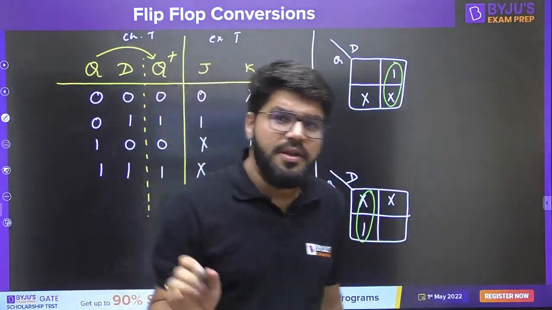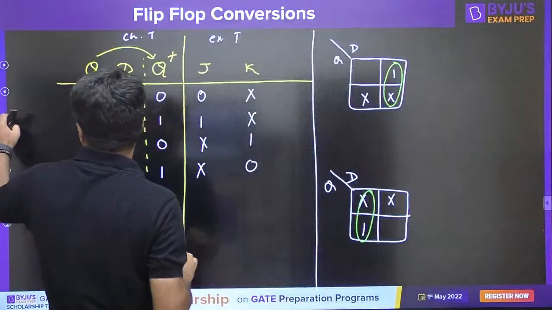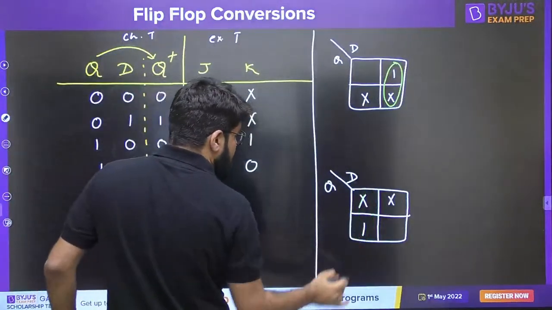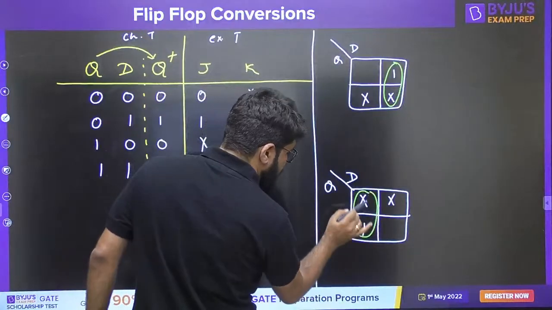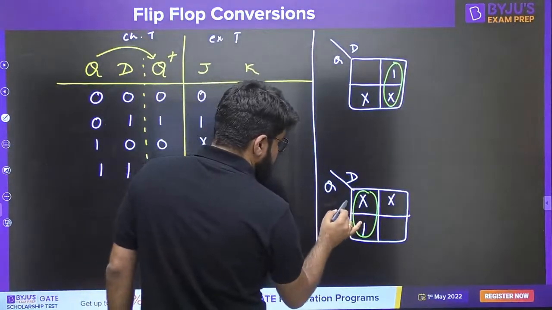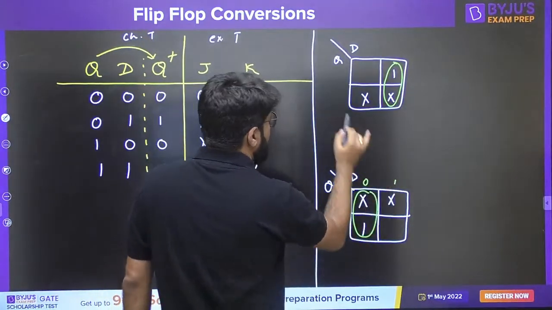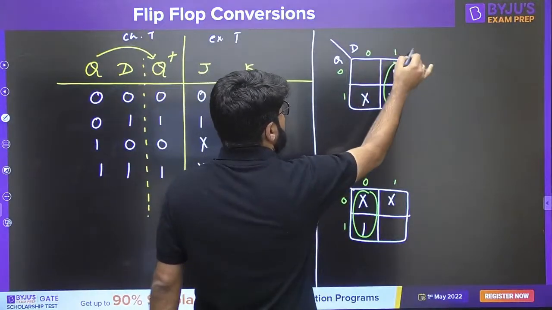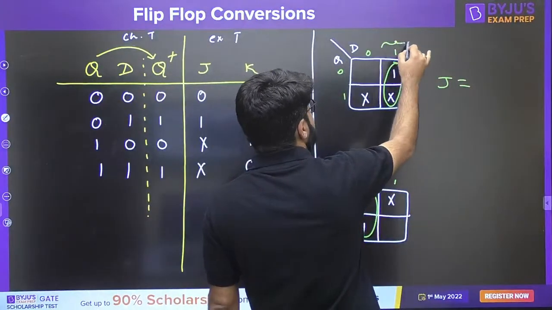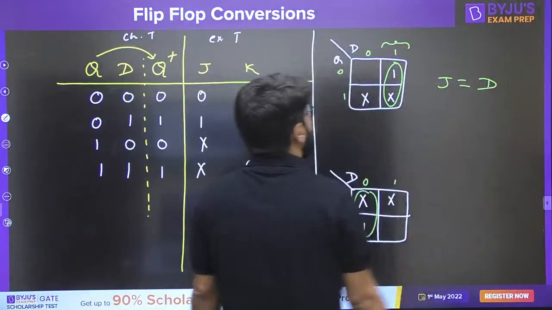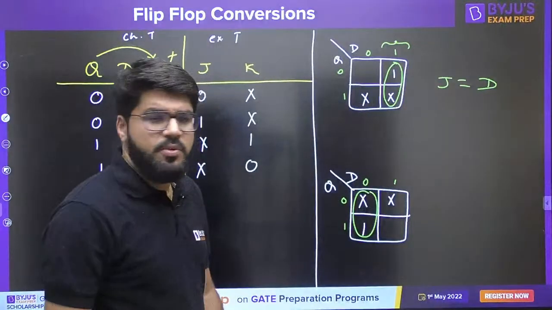We all know that it is not necessary to use all the don't cares. Use them only if they help you in pairing. So this 1 and 1 can be paired. This is Q, so this is the 0 1, D's 0 1 combination. So here it is very simple that J directly lies in the column where D is high, right? J is equal to D.